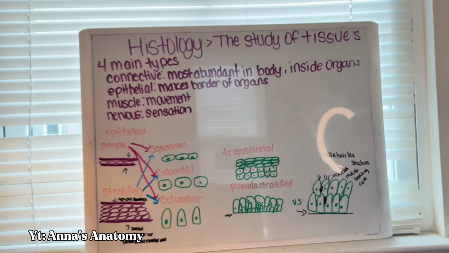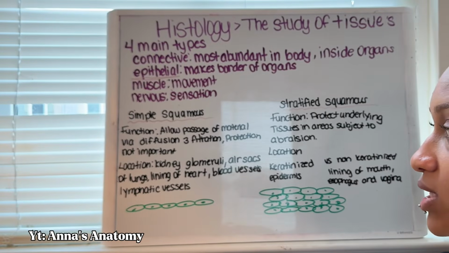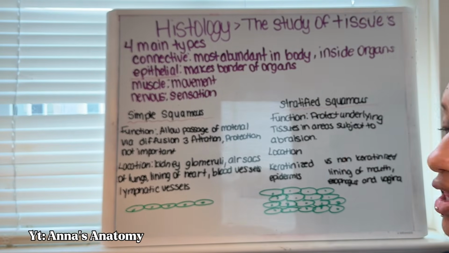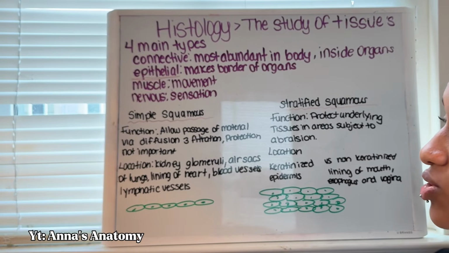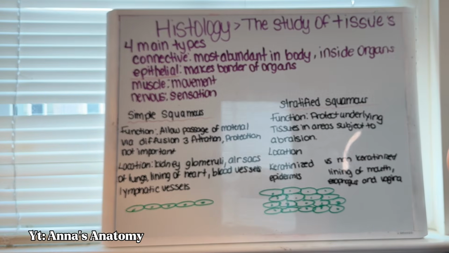Okay? Now we're going to move on to where you're going to actually find these different types of epithelial tissues within the body. Squamous, we're starting off with squamous. You know, these are the flat-like, egg-like flat cells. So the function is that it allows passage of material via diffusion and filtration, and this happens in sites where protection is not as important.